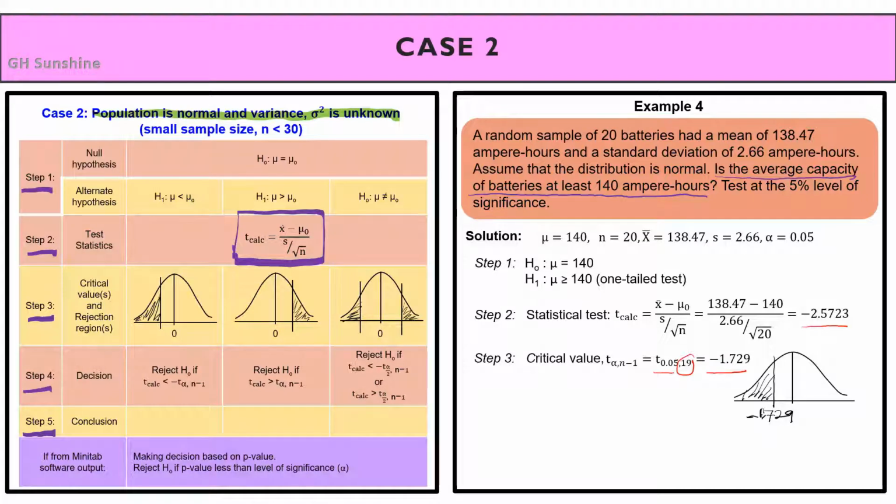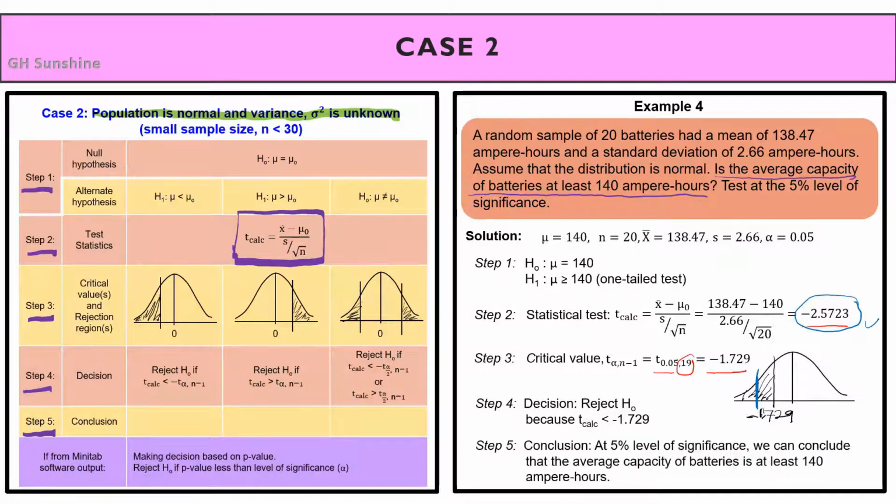And then this value, is it in the rejection region or not? Yes, in the rejection region. Therefore, reject H0. And then what is the conclusion? At 5% level of significance, we can conclude that the average capacity of batteries is at least 140 ampere hours.